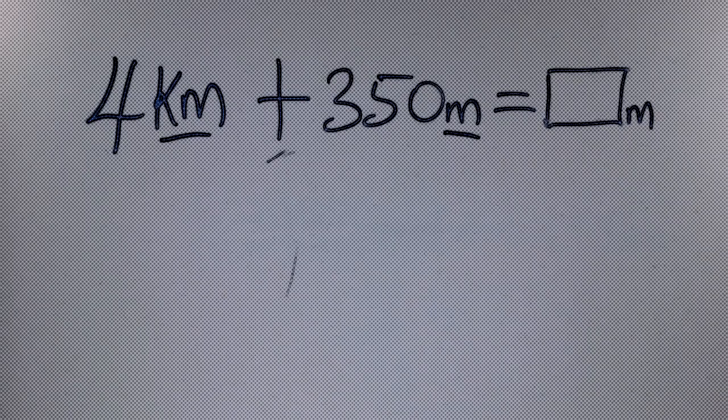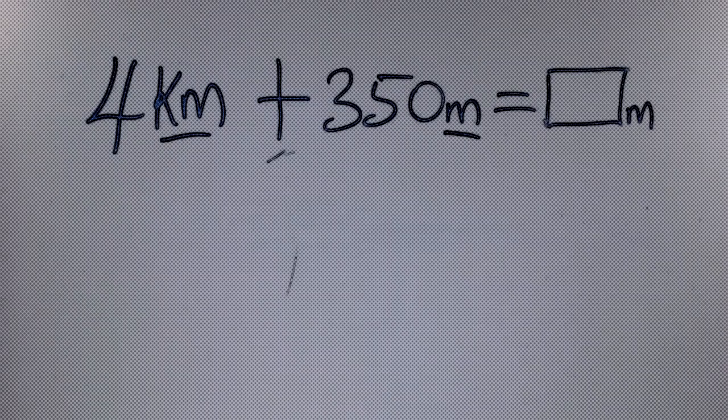This is an elementary mathematical problem in which we are asked to add 4 kilometers and 350 meters together. Our answer must be in meters. If we look at the question, you find out that the two numbers we want to add together don't have the same unit. So the first thing to do is to make sure that they have the same unit, because our answer must be in meters.